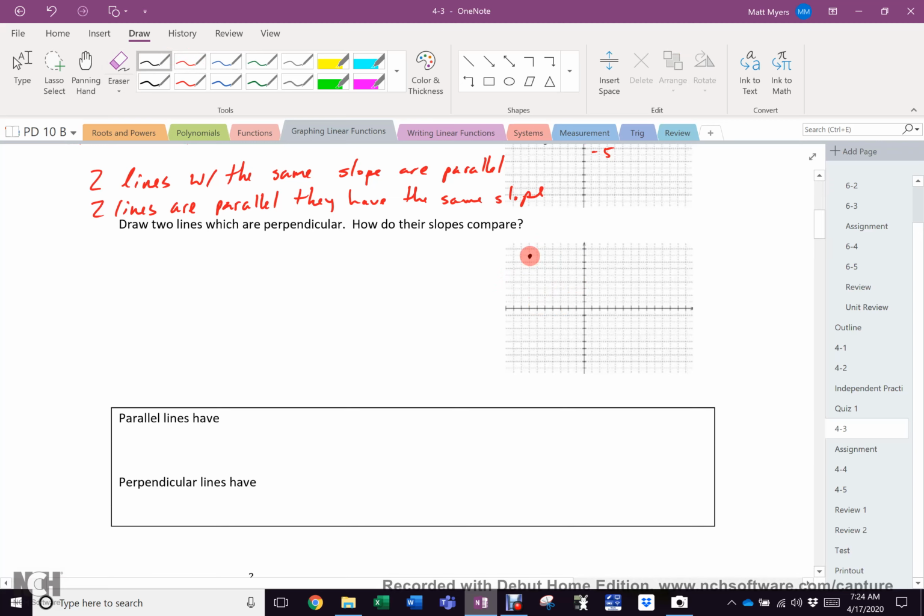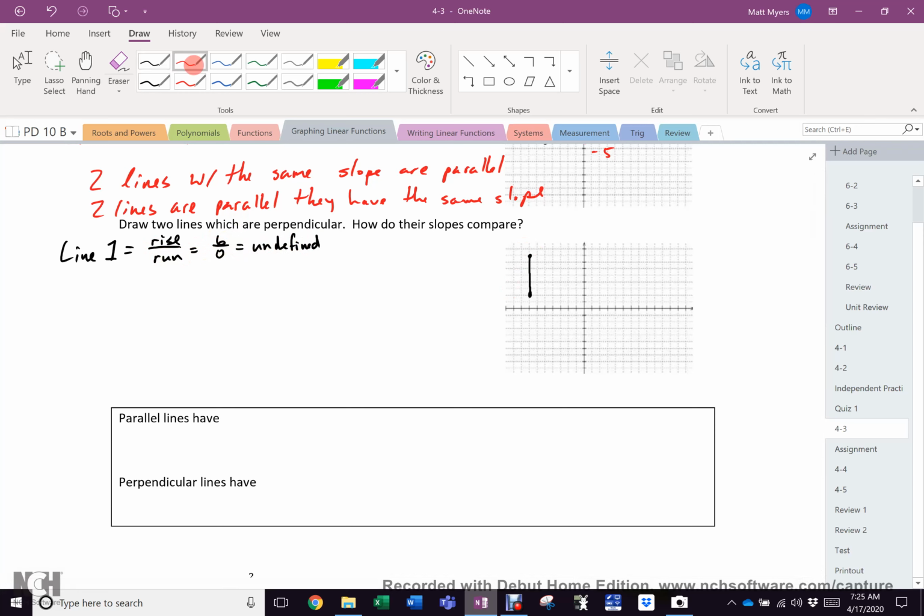I'm going to go down 1, 2, 3, 4, 5, 6. So that black line, line 1, has a slope. Remember, it's rise over run. My slope was 6. I rose 6, but I ran 0. Now, you guys are smart kids. You know that that is an undefined slope.